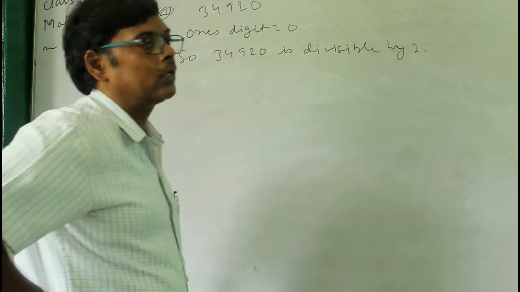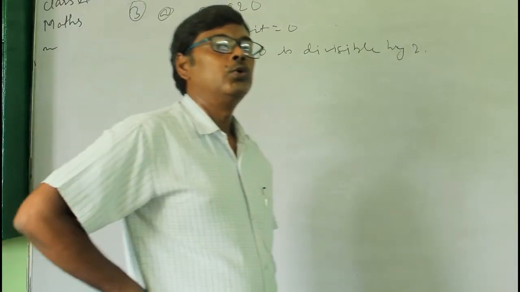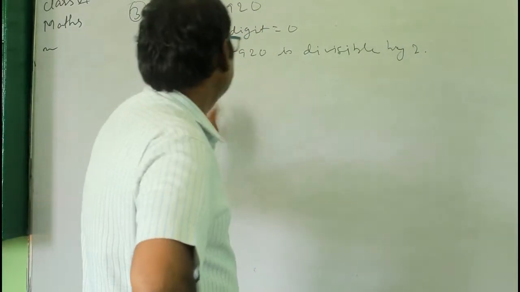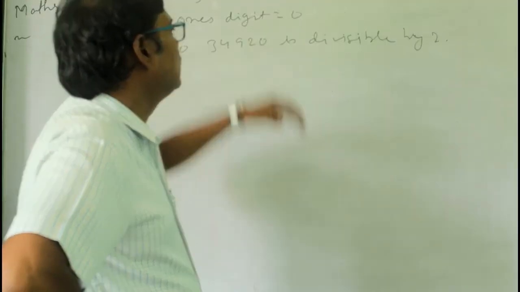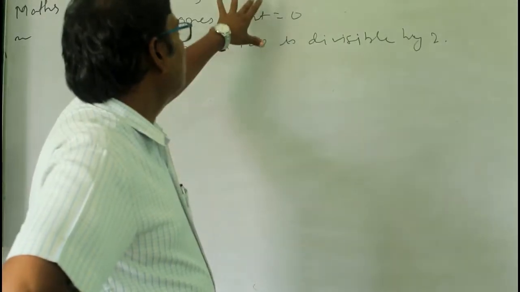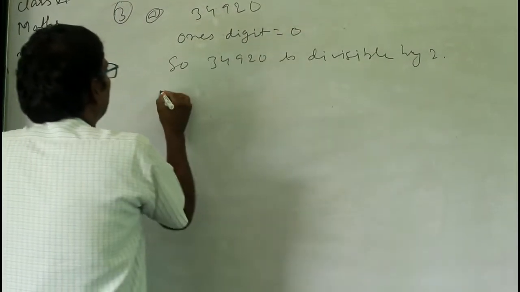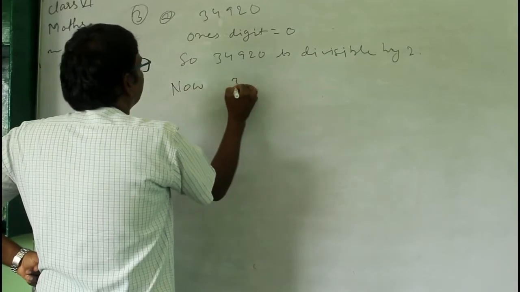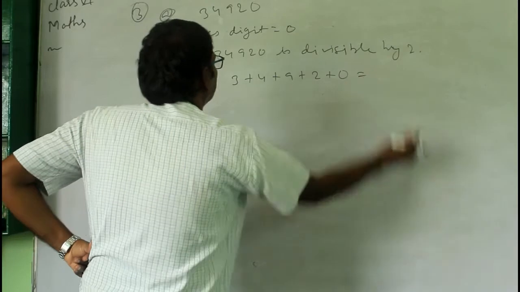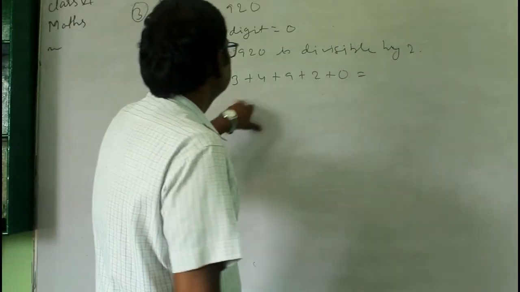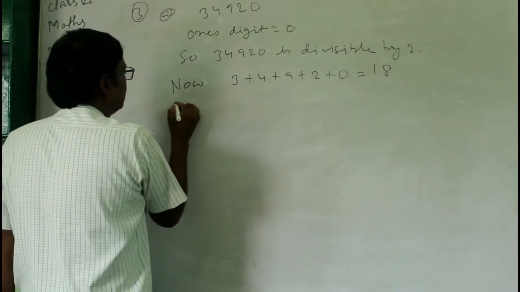So what is the rule for this? The number must be divisible by 2 and 3. Okay. So first you test whether this number is divisible by 2 or not. So this number is divisible by 2 because 0 is written at the ones place. Okay. Now let's see further. Now 3 plus 4 plus 9 plus 2 plus 0. What is the sum? It is 18 here.